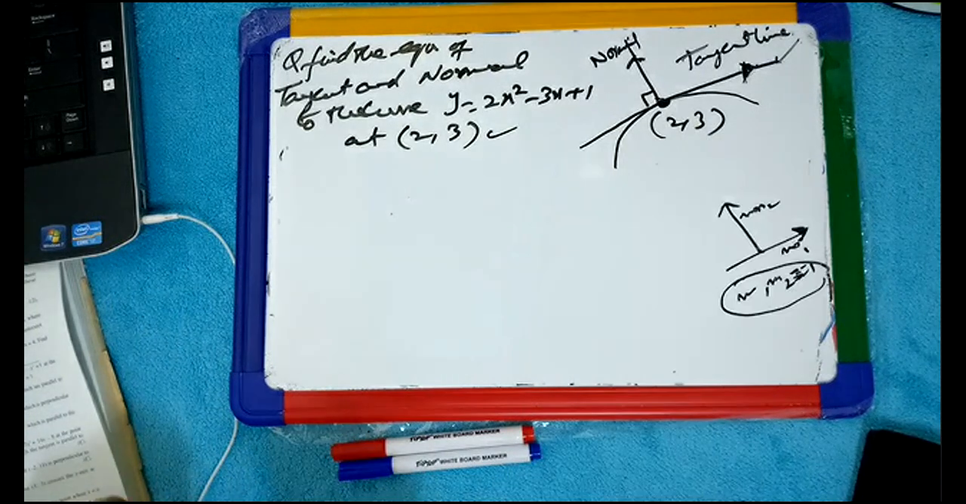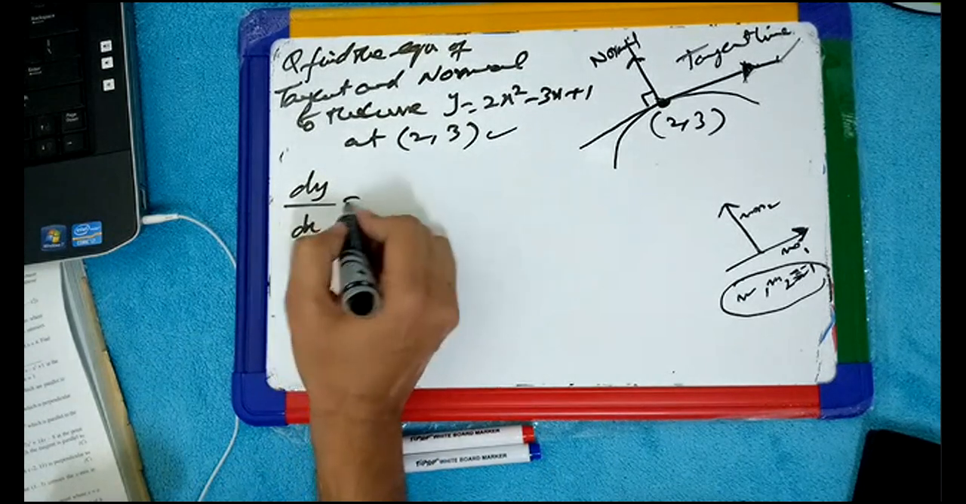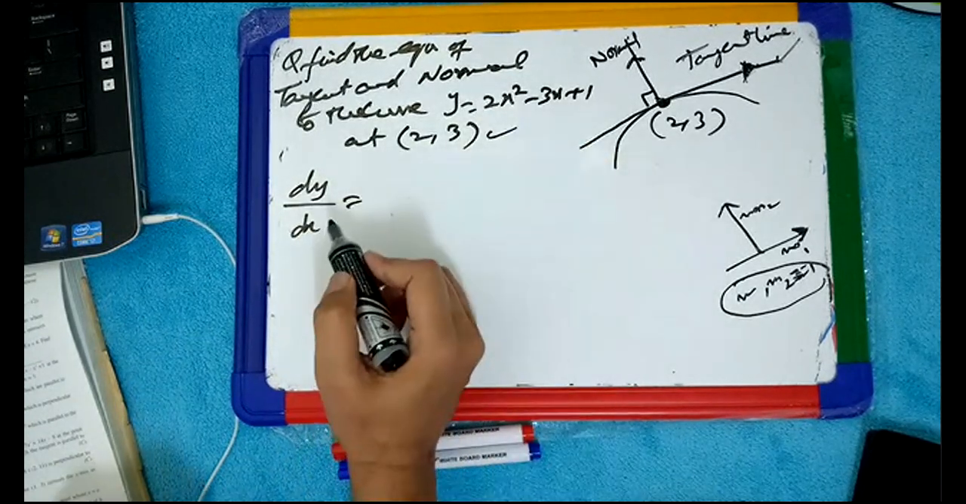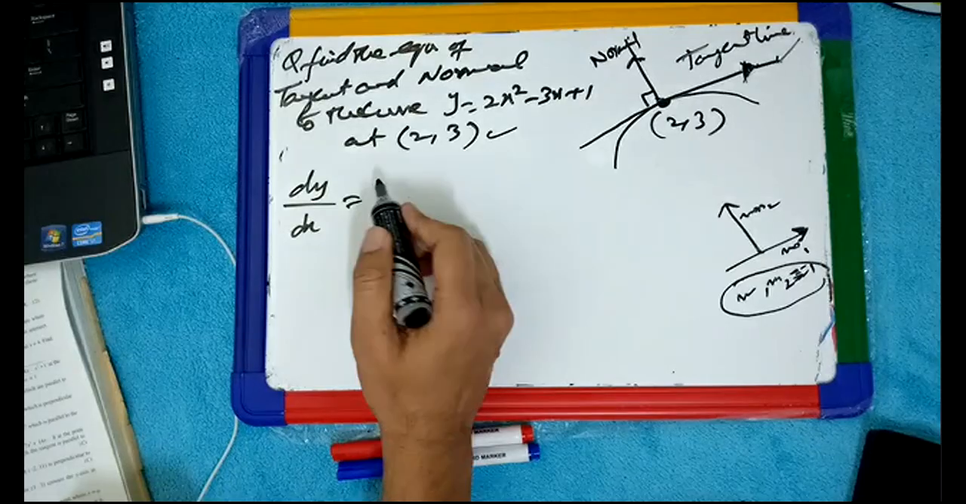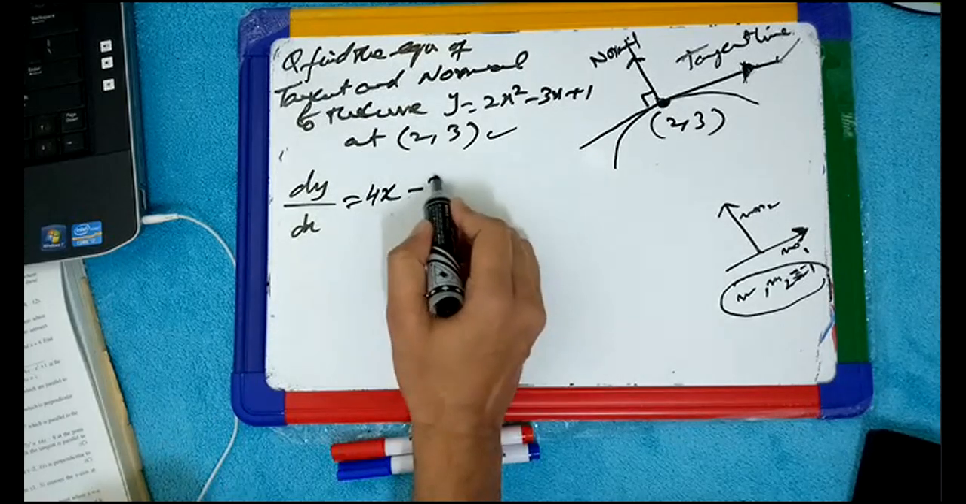So first, for the tangent equation, as I told you before, we will find the derivative of this curve. What is the derivative of the curve? Participate with me. dy by dx equal to what? 2x minus 3? Are you sure? Oh, sorry, 4x. 4x minus 3. Yeah, that's it. Right?